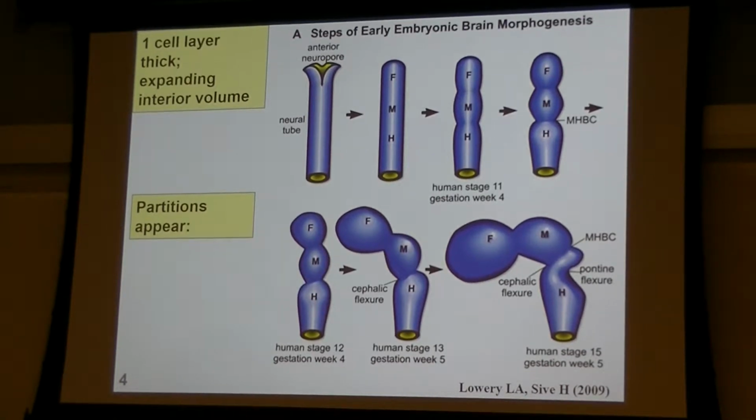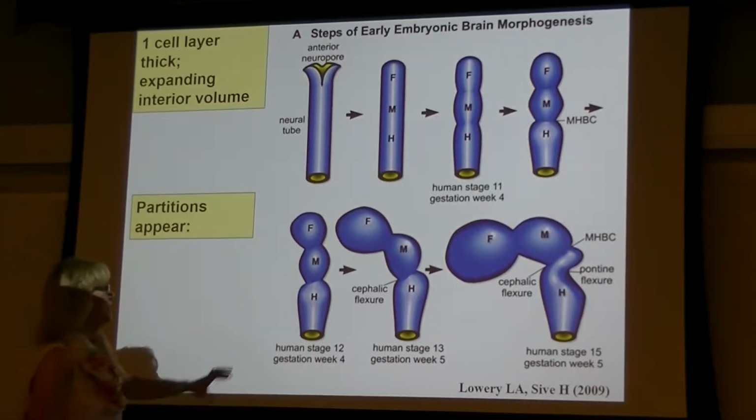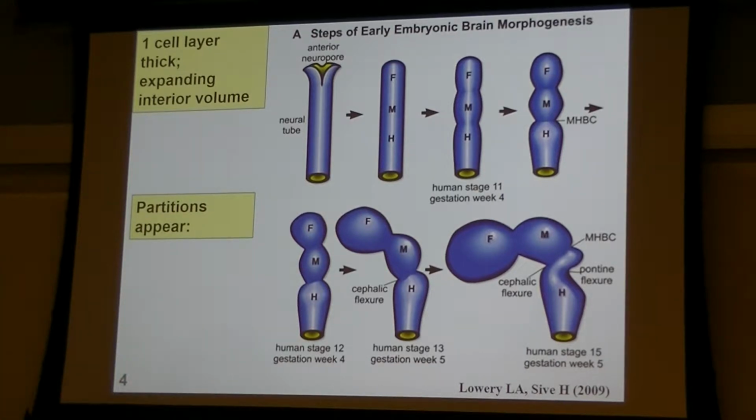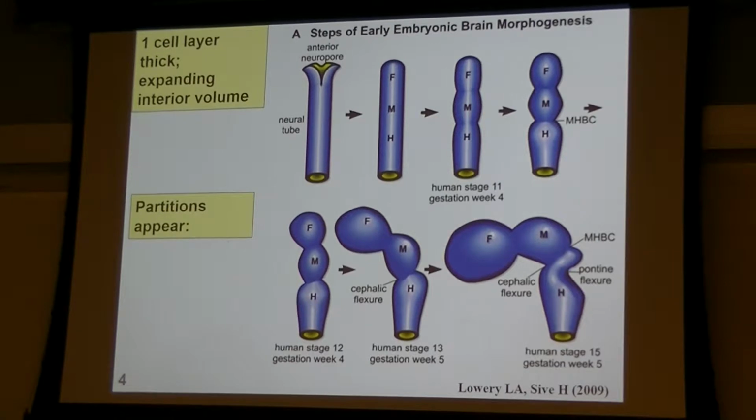So there's still really only 1 cell layer thick, but especially this interior lumen is expanding a lot, and the constrictions are appearing between these 3 different territories. So these are going to be really critical for the future division of territories and cells and patterning and shaping of the whole brain structure. Already starts here in the very early embryo.